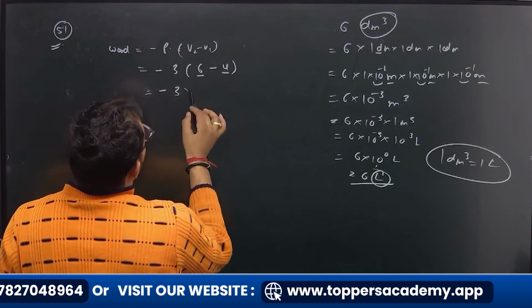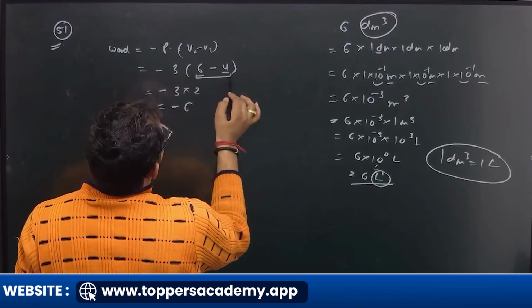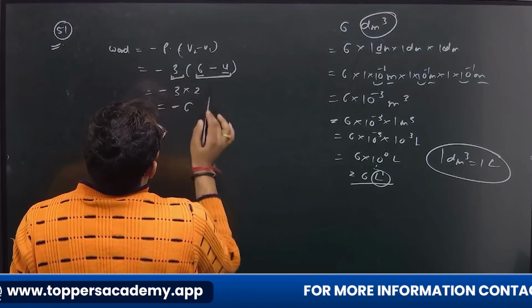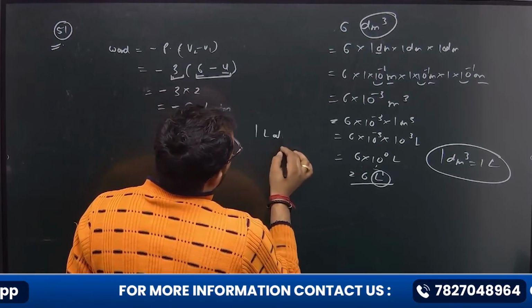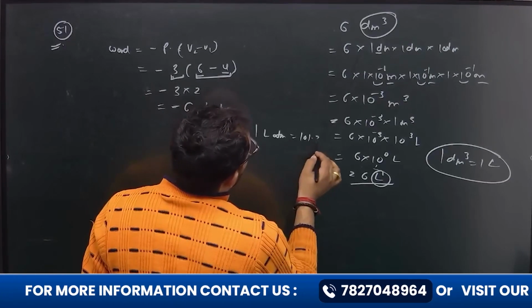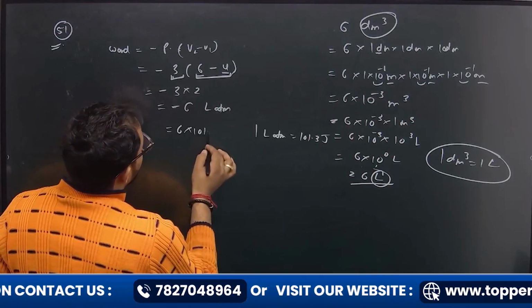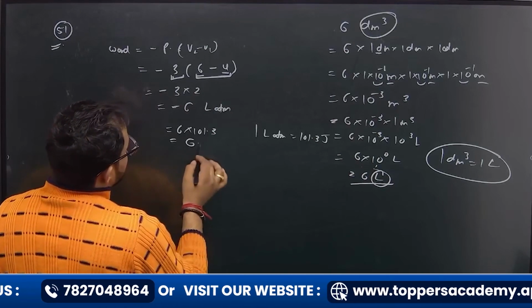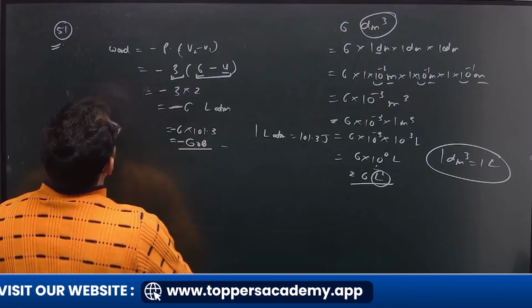6 minus 4, it is 2. So minus 6. It is in liter, it is in atm. So liter atm. And we know that 1 liter atm is equal to 101.325 joule. So I'm going to put it here, you will get approximately 607 or 8 as the answer. It will be in minus, right?